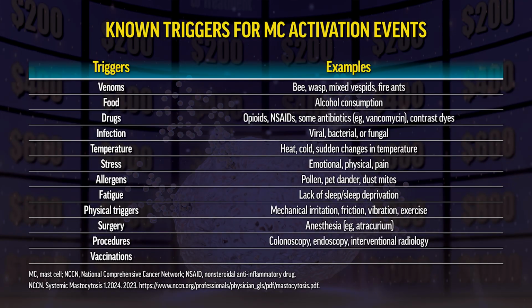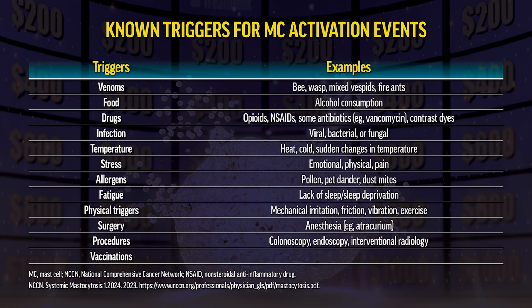Another big area is physical or emotional stress that can be a trigger, and strong emotional stressors are among the more common things that patients with mastocytosis will report as triggering symptoms. Another trigger is acute pain.